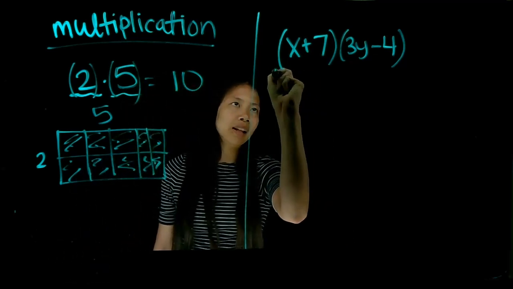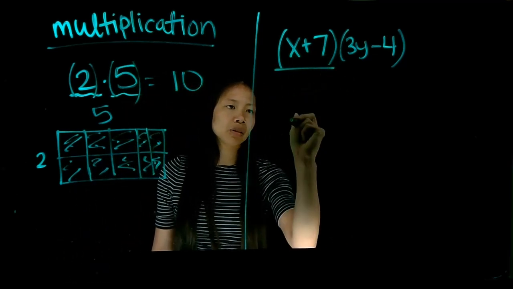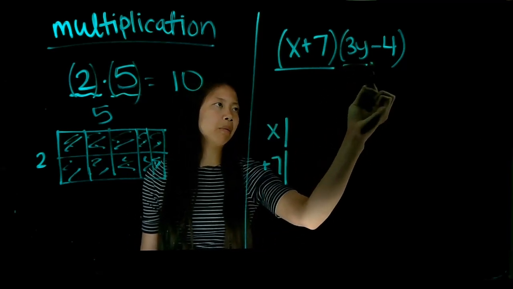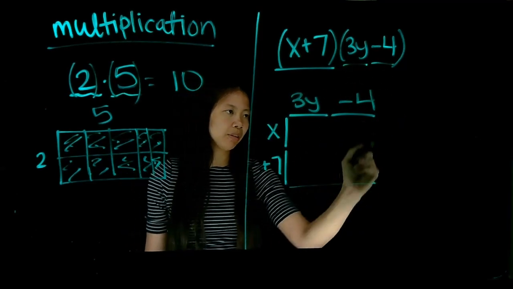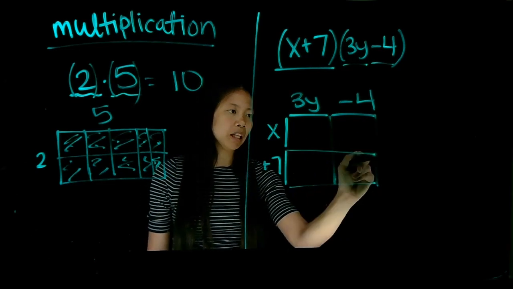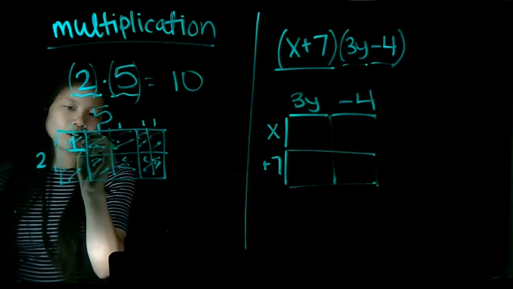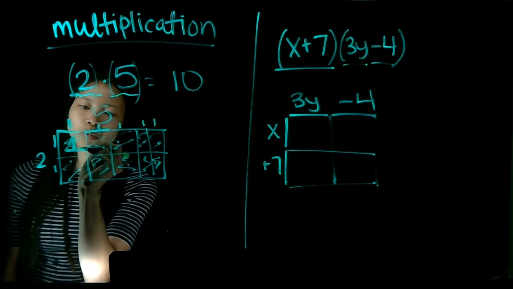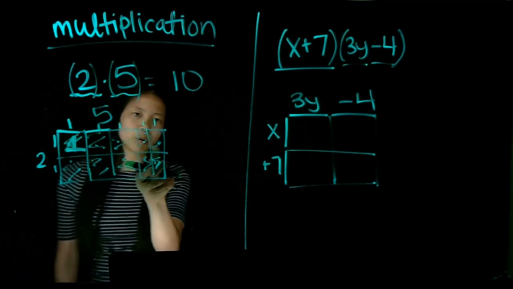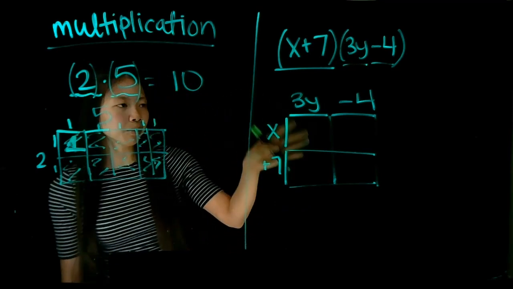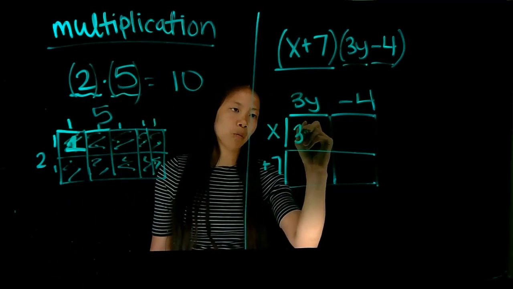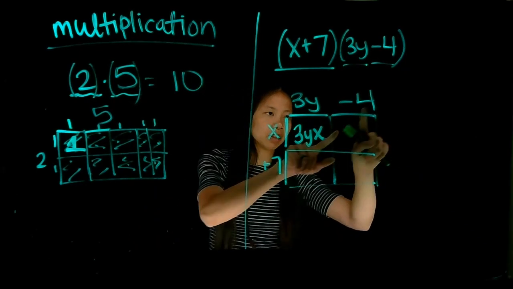So this is our length, which is x plus 7, and then this can be my width, which is 3y minus 4. Okay. And then I can complete my grid, and then I can multiply each piece. So here, these are all a width of 1. And so when I multiply them, 1 times 1, each of these units were 1, and I added up a bunch of 1s to give me 10. So we're going to do a similar idea here, where we have 3y times x. That gives me 3yx. Negative 4 times x gives me negative 4x.